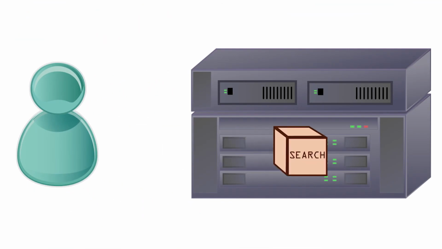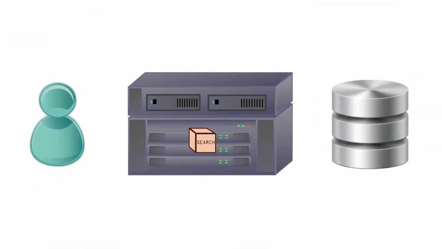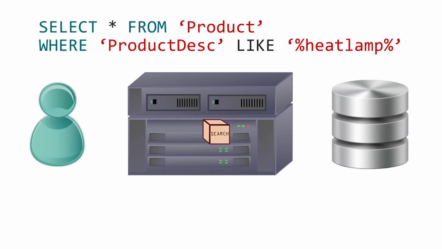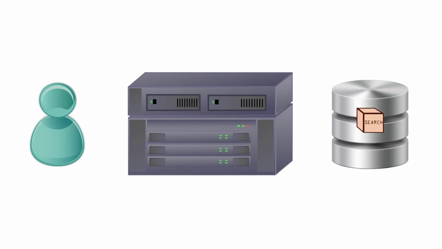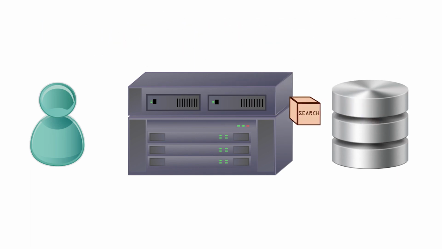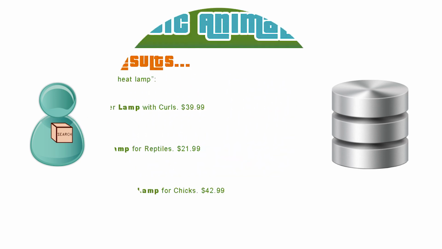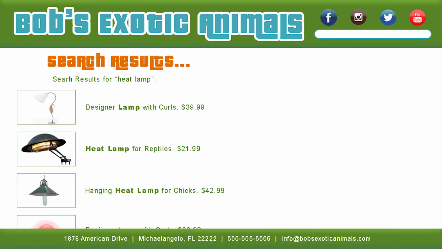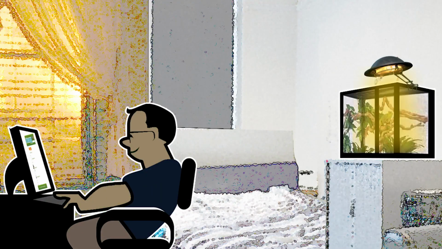But Bob's inventory isn't on the server, it's in his database. So the web server passes your search term to Bob's database in a query. His database compiles a list of all matching product records and passes it back to the web server, which organizes and formats those records before sending them back to you and displaying them on your computer screen. Ah, there's the heat lamp Padfoot needs. Legitimate searches, like yours, are no problem for Bob's website.